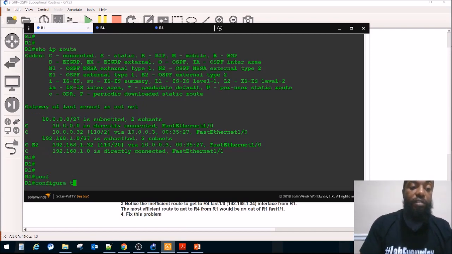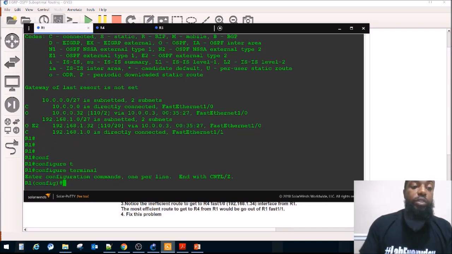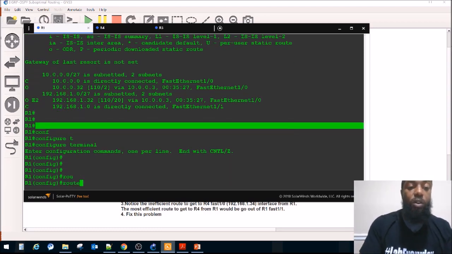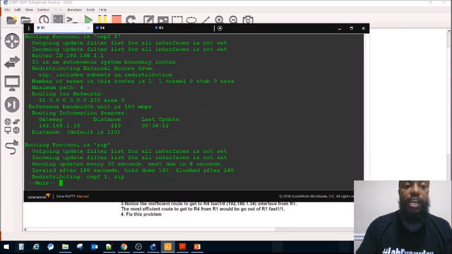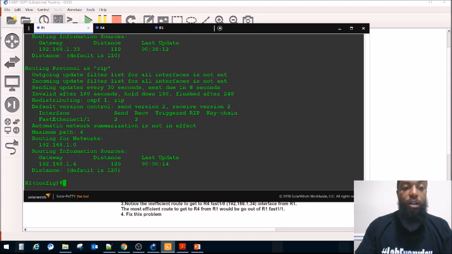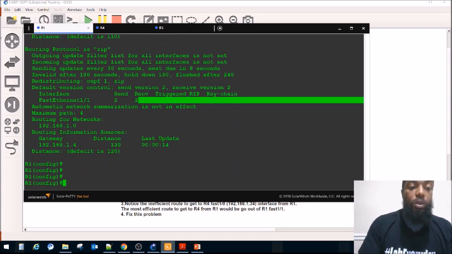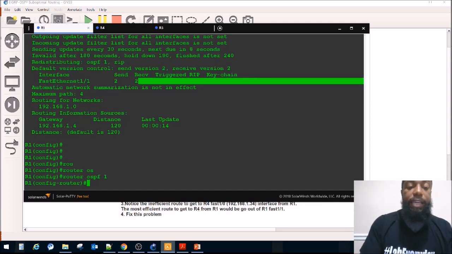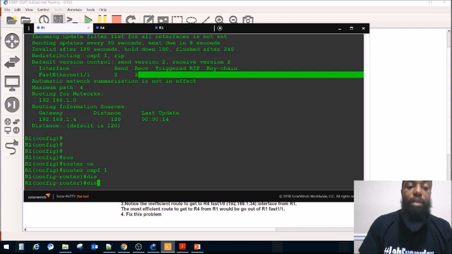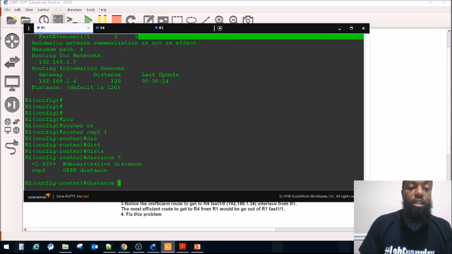So we're going to configure terminal. This was an external OSPF route, so we need to fix our OSPF routes. What was the process? First of all, do show IP protocols, I believe it's OSPF 1. So yeah, this is OSPF 1, right? Let's fix that. So we're going to router OSPF 1. We're going to change it with a distance command. We're going to say distance, and we're going to say OSPF.